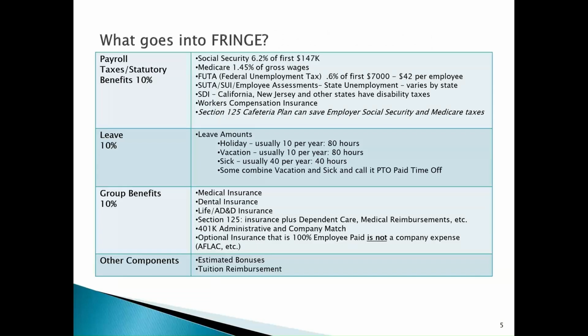Okay, this is Jenny's roadmap just for you. It is what goes into the elements that I just described as fringe. I tell people, just as a rule of thumb, that fringe should be about 30%. And here's how I come up with that. Payroll taxes, and there's a list there on the right, so I'll go through that in just a minute.